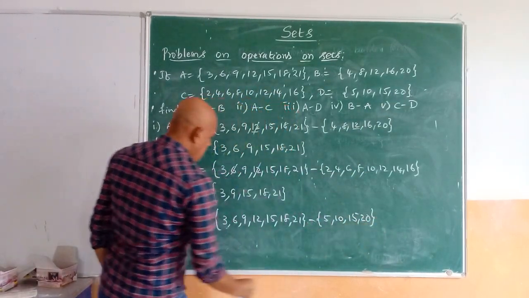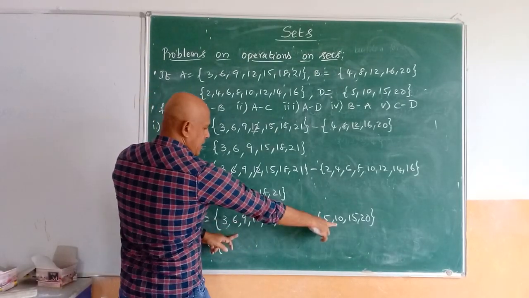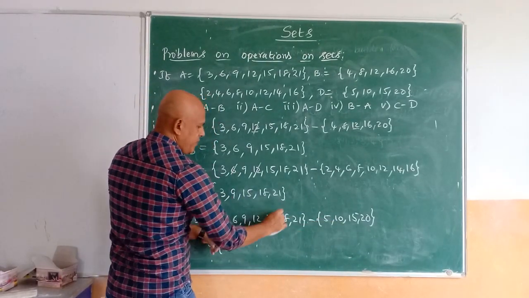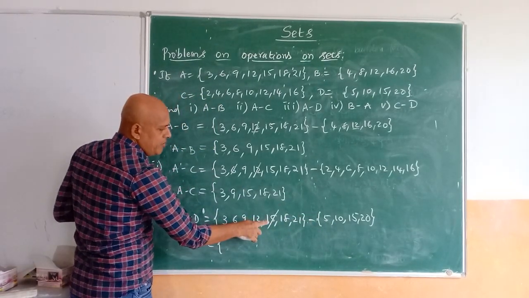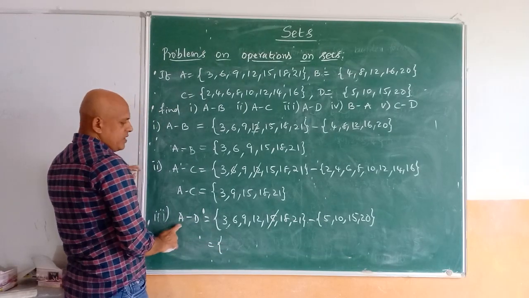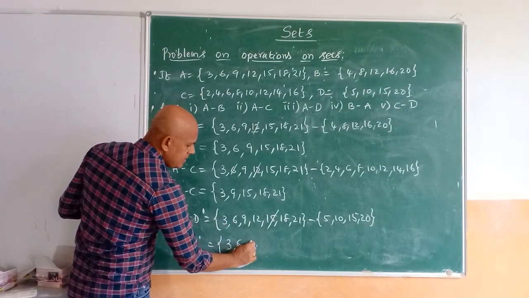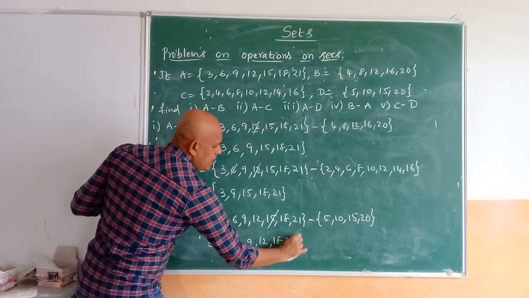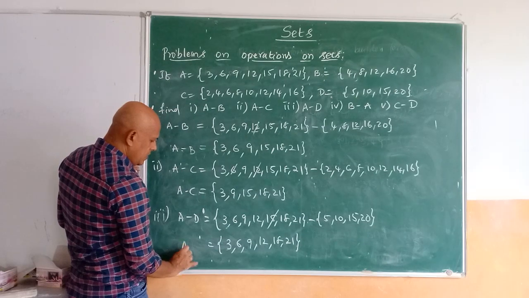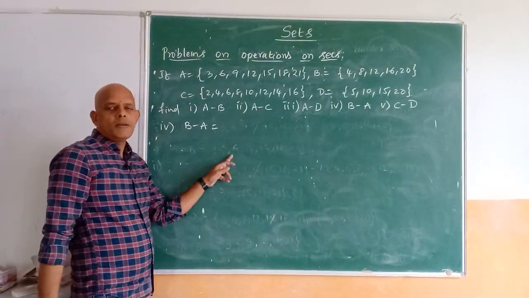Let us find out the common elements. So 5, there is no 5. 10, there is no 10. 15, yes, 15 is common. There is no 20. So only 15 is common. That's why it should be cancelled in the first set, that is A, and the leftover elements should be written: 3, 6, 9, 12, 18, 21. So this is equal to A minus D.